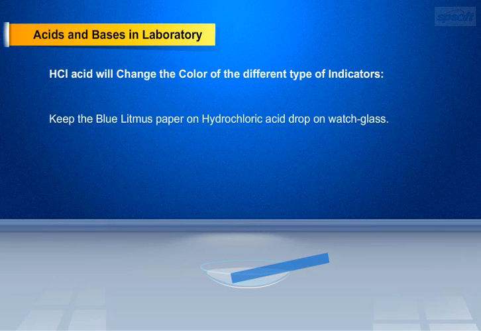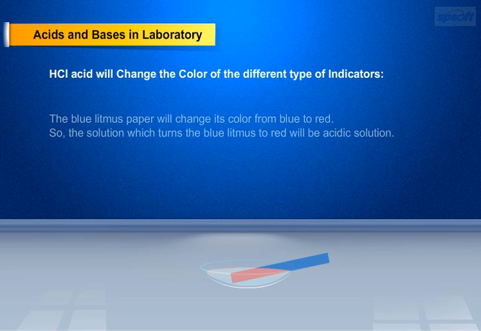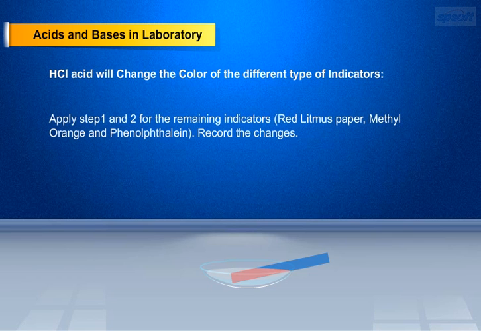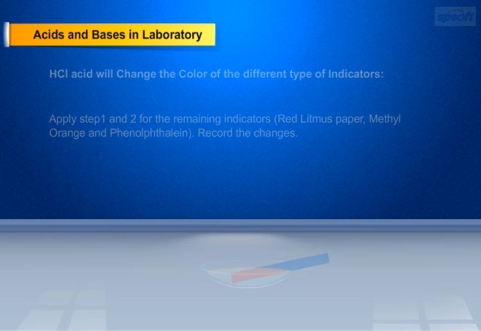Keep the blue litmus paper on the hydrochloric acid drop on the watch glass. We observe that the blue litmus paper changes its color from blue to red. So, the solution which turns blue litmus to red will be an acidic solution. Apply the first two steps for the remaining indicators, that is red litmus paper, methyl orange and phenolphthalein.